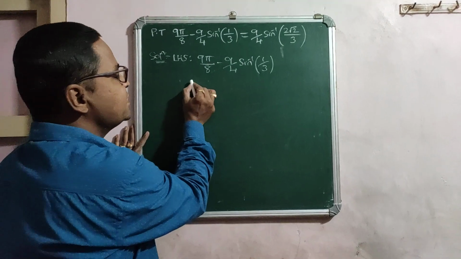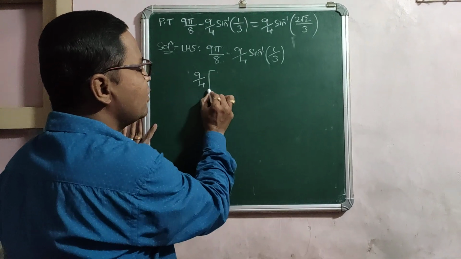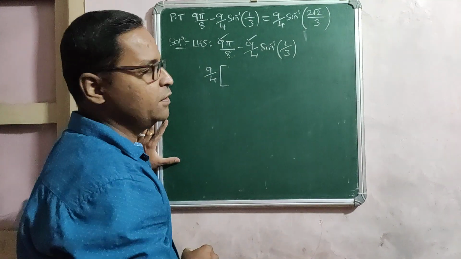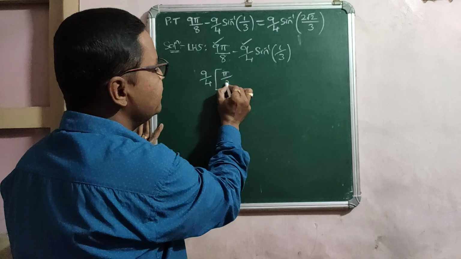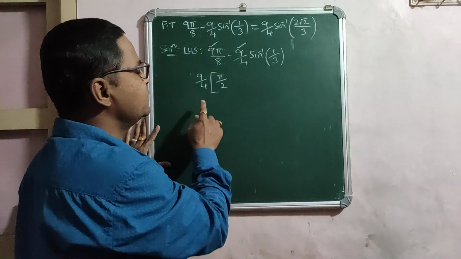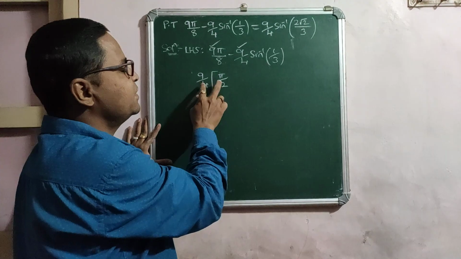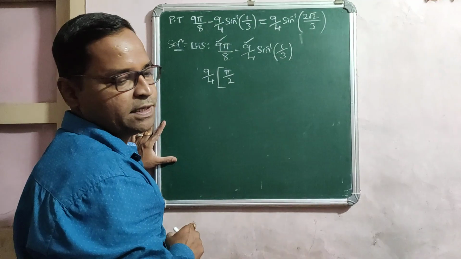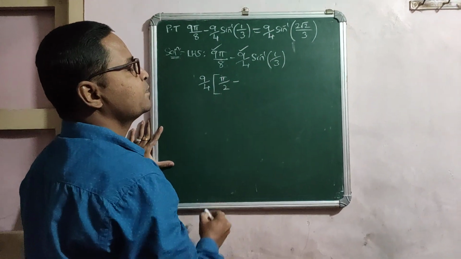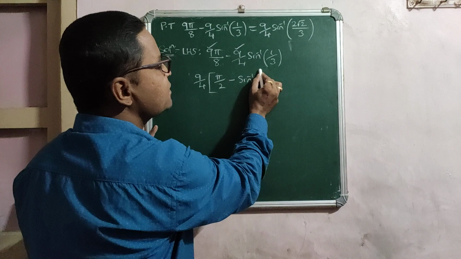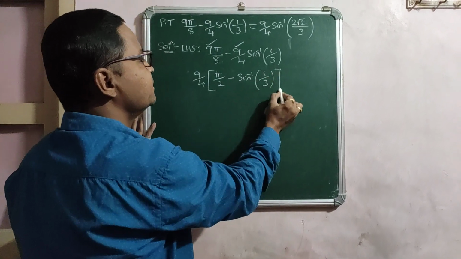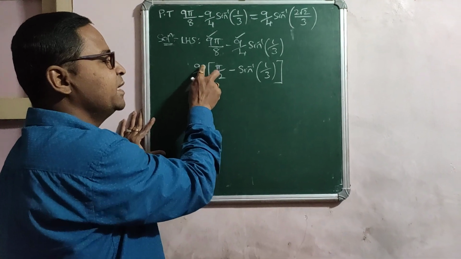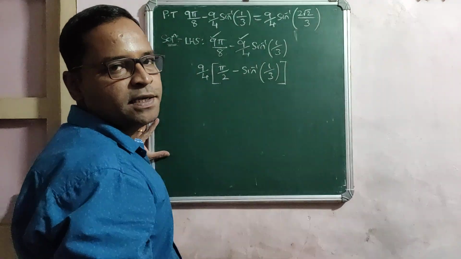Okay, so I will consider 9 by 4 as the common factor, because here we have 9 by 4, here also we have 9 divided by 4. The term remaining here is pi divided by 2, as we know that 4 2s are 8, so 9 pi by 8 will be the term. So therefore pi divided by 2 is the remaining term, minus, so I will write the term as sine inverse of 1 divided by 3. So observe the term 9 pi divided by 8 minus 9 by 4 sine inverse of 1 divided by 3.